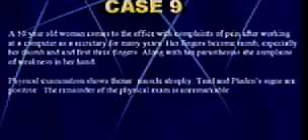Okay. Case 9. A 50-year-old woman comes to the office with complaints of pain after working at a computer as a secretary for many years. Her fingers become numb, especially her thumb and her first 3 fingers. Along with her paresthesias, she complains of weakness in her hand. Physical examination shows thenar muscle atrophy. Tinel and Phalen signs are positive. The remainder of the physical exam is unremarkable. So what is the most likely diagnosis in this particular case?